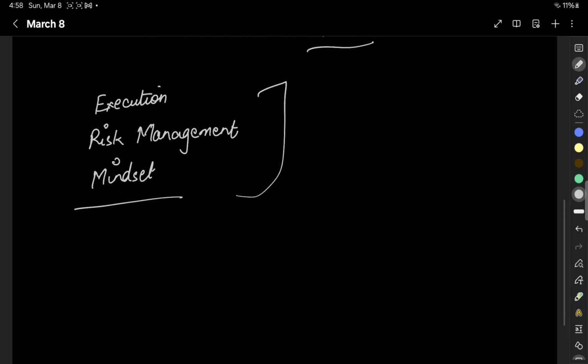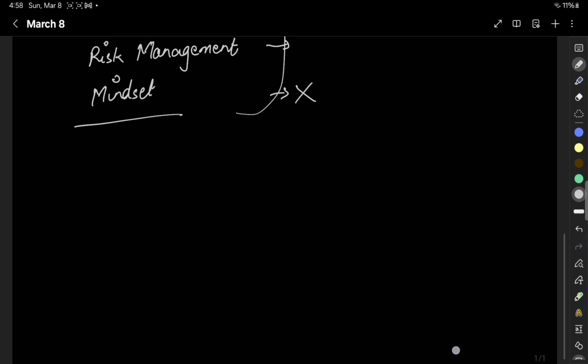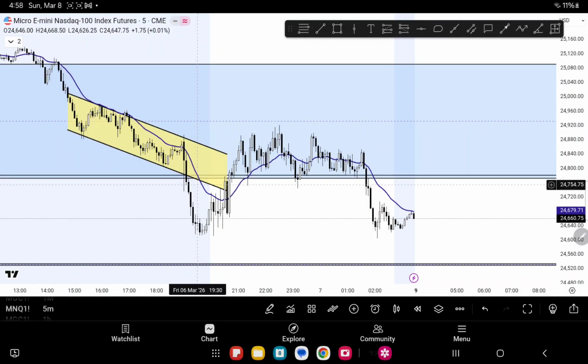And the most important thing, nothing is more important than this, is your execution, how confident you are, and your risk management, how you manage your risk per trade or per setup, or what kind of setups you are taking. And the next thing is mindset, which can mess everything else up, right? So let's look at it from a chart perspective.